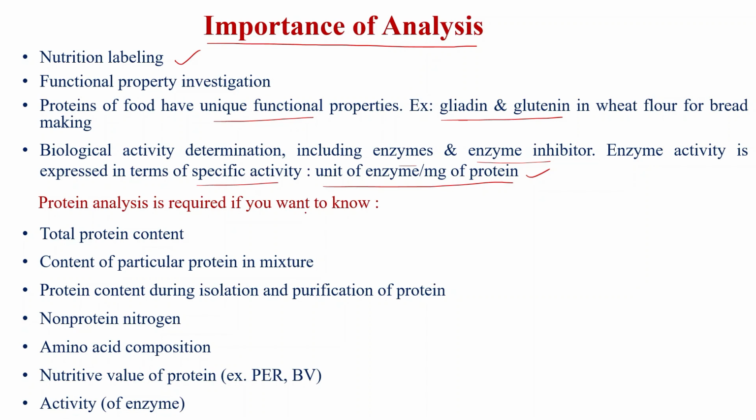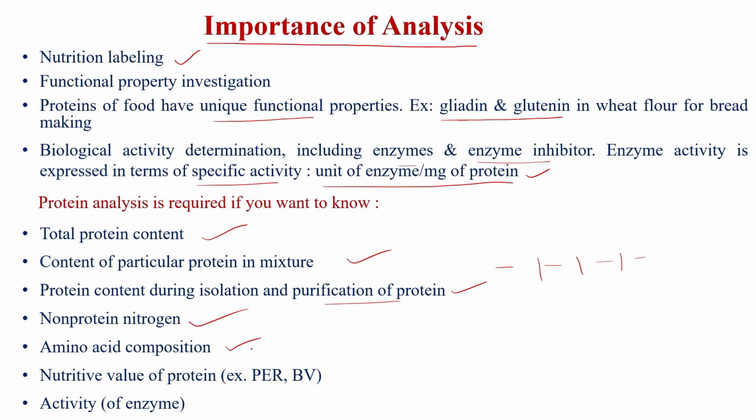Now, protein analysis is required if you want to know the total protein content or the content of a particular protein. Obviously, if you want to determine casein, you isolate casein; if you want to determine whey protein, you isolate whey protein, and then determine the protein content using the Kjeldahl method during the isolation and purification of protein. There are different steps for isolating protein, and at each step you can determine the protein content using the Kjeldahl method and then calculate. Obviously, you treat the milk sample with 12% TCA, all the protein gets precipitated, and you determine the NPN in the filtrate.